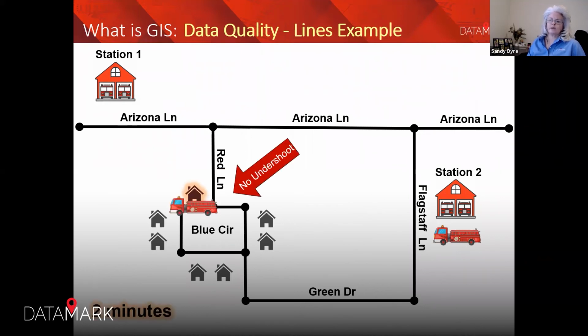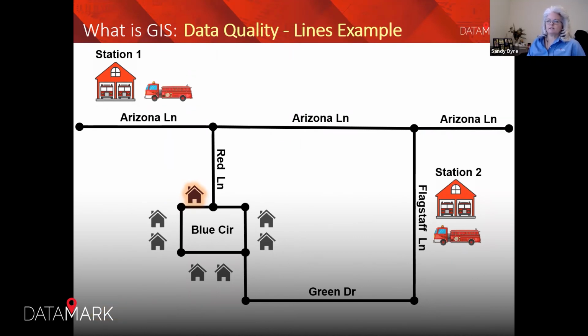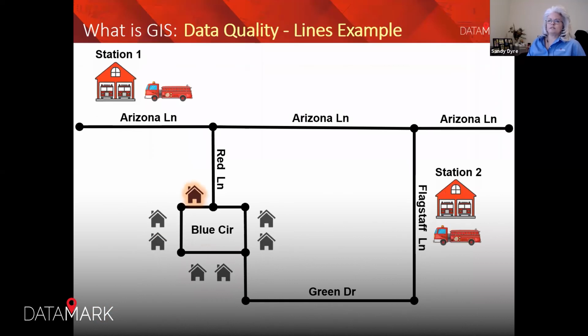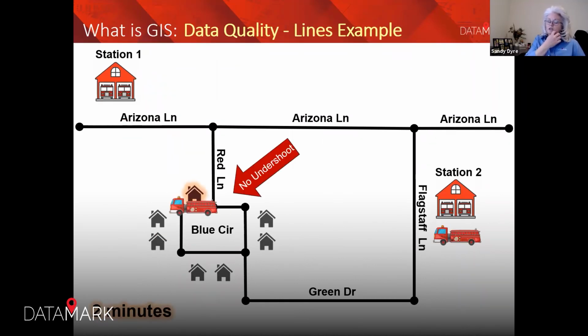Now, it's a basic concept of undershoots. And it could be that even in this example here, it's not an undershoot because it's intended to end here, and that's where more research would be needed. But this is one way that you can see where it could affect closest unit routing.